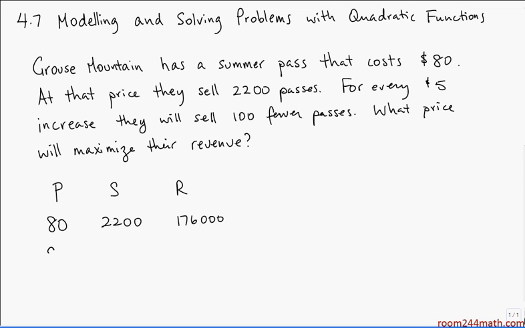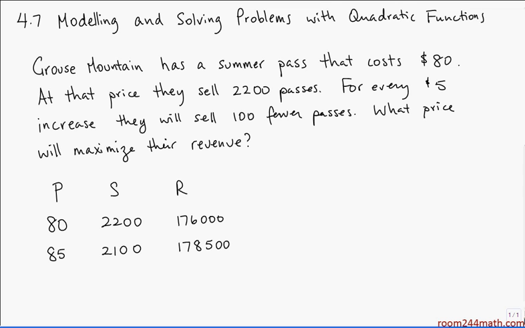And then if they increase the price by $5, that would give you a price of 85, and you'd lose 100 sales, so you'd be down to 2,100 in sales. But when you go to calculate the revenue, you find out that you're actually at a higher revenue of 178,500.